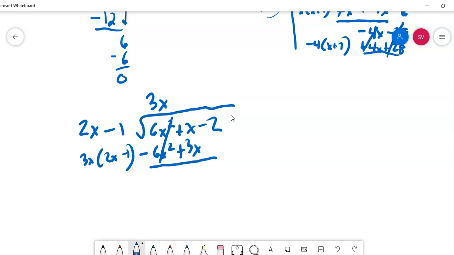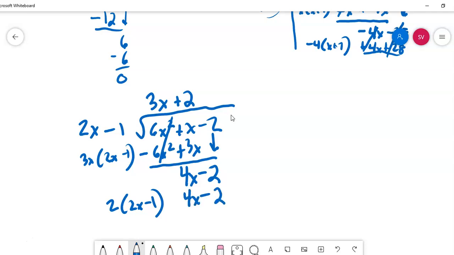So now the 6x squareds go to 0. I have x plus 3x, which is 4x. We bring down the minus 2. And now we say 2x times what gives me 4x? That's going to be plus 2. So now we take 2 times 2x minus 1. So I get 4x minus 2. And what do we have to do? Change the sign because we're subtracting. This cancels, and now you're left with 2x minus 1 times 3x plus 2. If you FOIL that, you'll get 6x squared plus x minus 2.